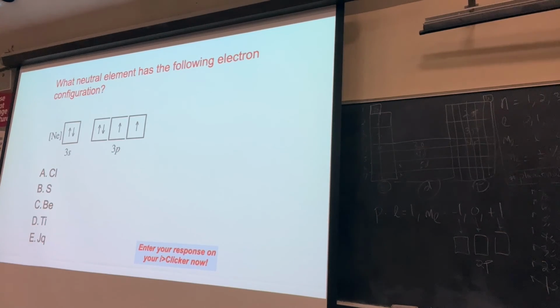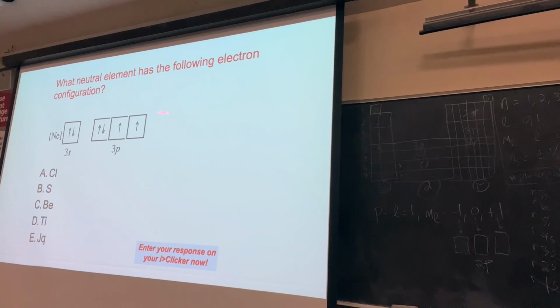Boxes themselves come again from the number of allowed m sub l values. So let's step back to the quantum numbers just real fast. If you have any kind of P system, 2p, 3p, 4p, etc., p means, once again, that l equals 1. And when l equals 1, m sub l goes from negative l to positive l. So that would be negative 1, 0, and plus 1. 3 allowed m sub l values means 3 orbitals.